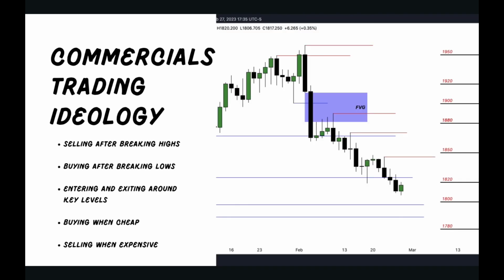Commercials trading ideology: selling after breaking highs, buying after breaking lows, entering and exiting around key levels, buying when cheap, selling when expensive. On the right is my chart of gold recently. My chart is clean and simple, free of nonsense indicators. I'm only concerned with real market metrics like the previous daily high or previous daily low, old highs, old lows, and speed. The commercials do not care about trend lines the common trader is drawing.